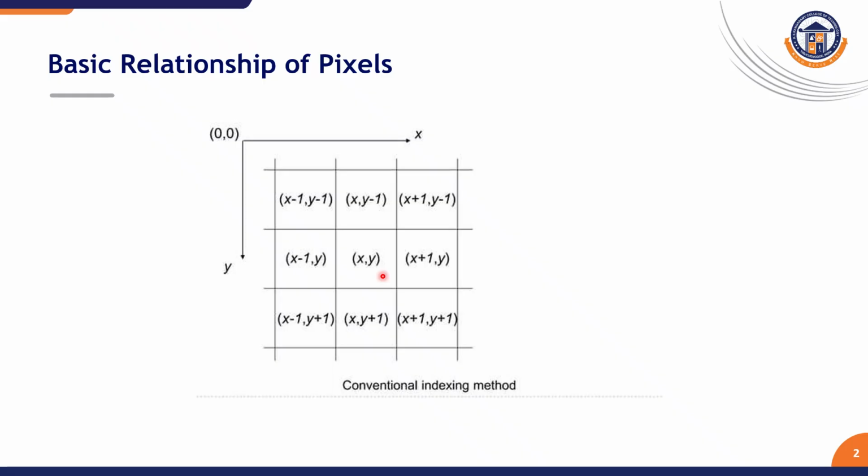So this is the indexing method of representing a pixel. That is, x comma y is the center pixel, and that is x minus 1 comma y, and this is x plus 1 comma y, and this is x comma y minus 1, and this is x comma y plus 1. These are the horizontal and vertical neighbor pixels, and the diagonal neighbor pixels are x minus 1 y minus 1 and x plus 1 y minus 1, and here x minus 1 y plus 1, x plus 1 and y plus 1.